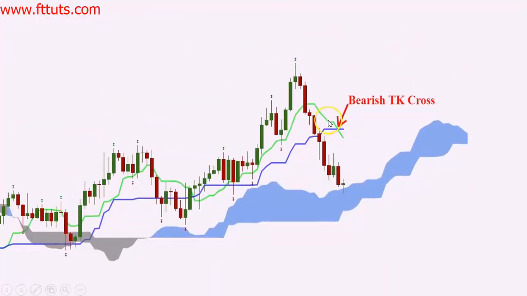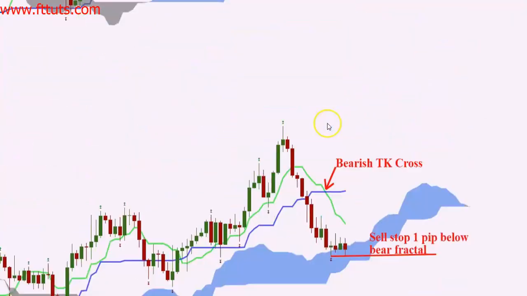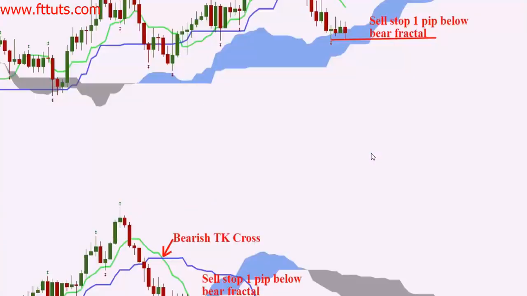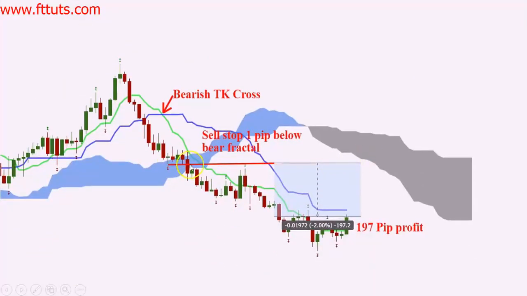Now here you got a bearish TK crossover. Now you got the first bearish fractal. Now this was a break here, but you got a first fractal of this direction because you got a TK crossover that's bearish. On this side you had a bullish crossover. You place a sell stop 1 pip below the bear fractal. And you can see your trade was triggered. And you can see you would have profited 197 pip profit.